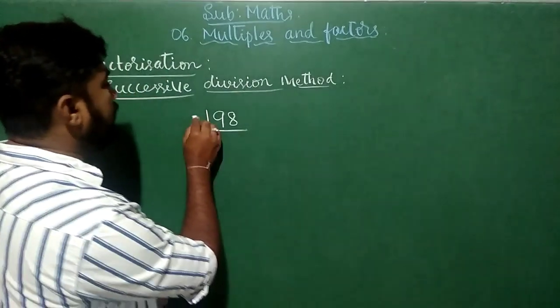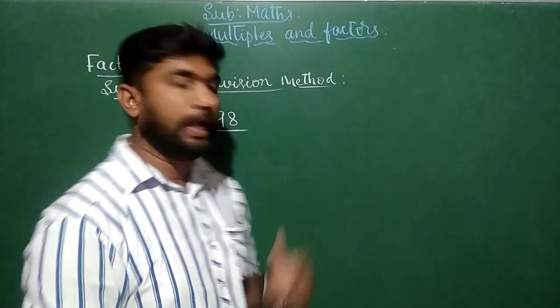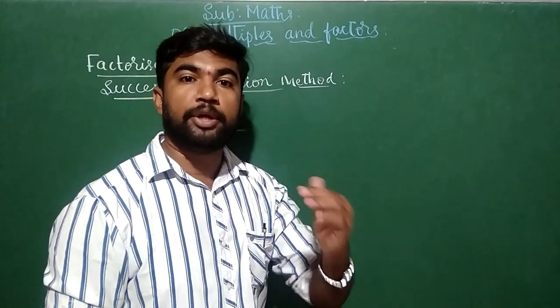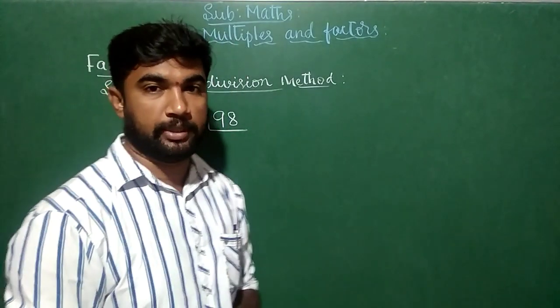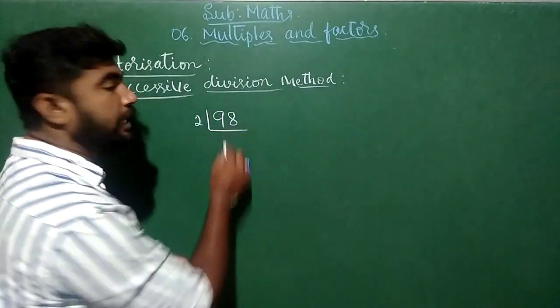Until we get the quotient 1, we need to keep dividing the numbers. The 98 is a composite number, and a composite number we need to divide by the smallest prime number. The 98 is divisible by 2. So 2 times how much is 98?